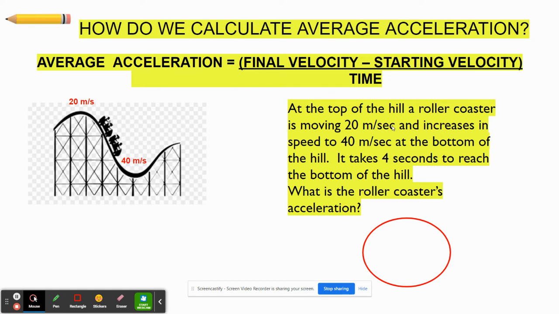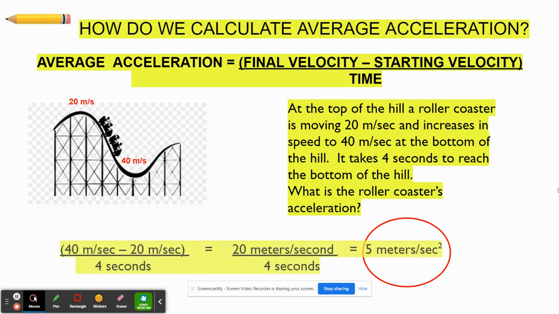At the top of the hill, a roller coaster is moving 20 meters per second. It increases in speed to 40 meters per second. If it takes 4 seconds to reach the bottom of the hill, what is its acceleration? So it went from here to here in 4 seconds.